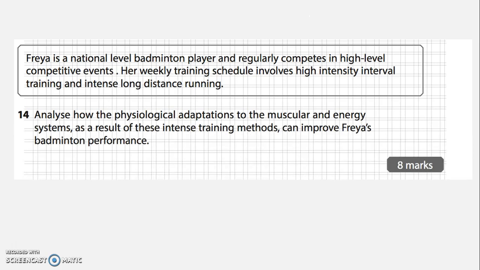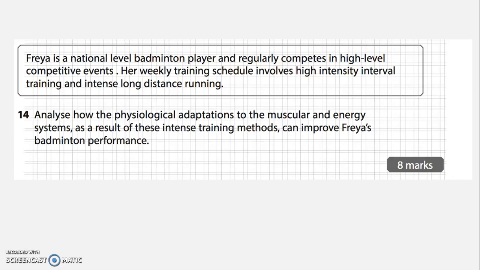Freya is a National League badminton player and regularly competes in high-level competitive events. Her weekly training schedule involves high-intensity interval training and intense long-distance running. Analyze how the physiological adaptations to the muscular and energy systems as a result of these intense training methods can improve Freya's badminton performance. That is a difficult one, but once again, adaptations.